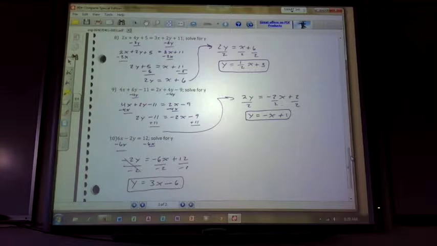And problem number 10, I think is the last one. Looks like I subtract 6x from both sides, and 12 and 6x cannot be subtracted from each other, so you just have to write them. Then I'm going to divide all 3 terms by negative 2 and reduce. So negative 2 over negative 2 is positive 1, so that's where the y comes from. Negative 6 over negative 2 is positive 3, and 12 over negative 2 is negative 6. And that's what we got there.